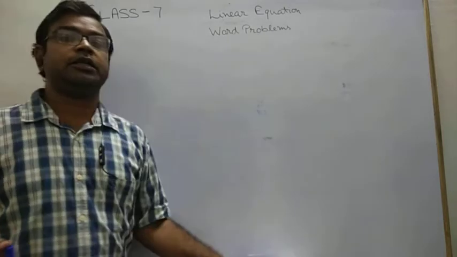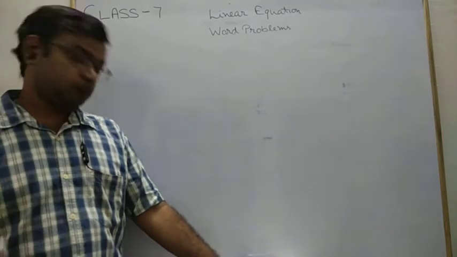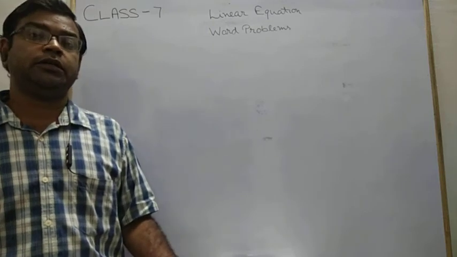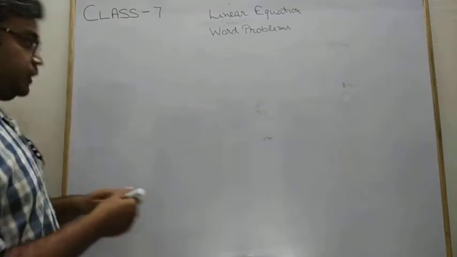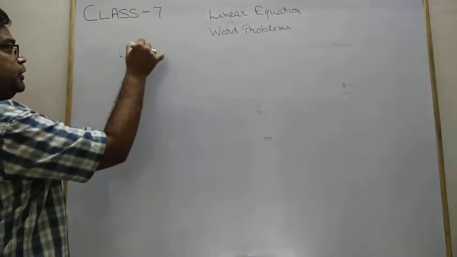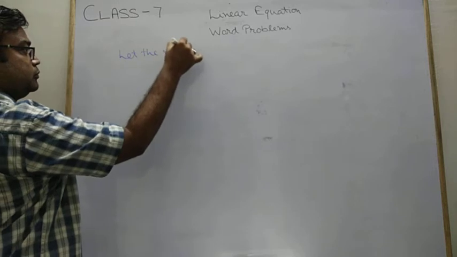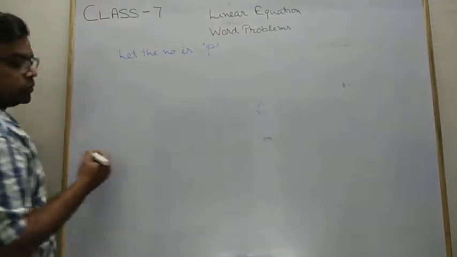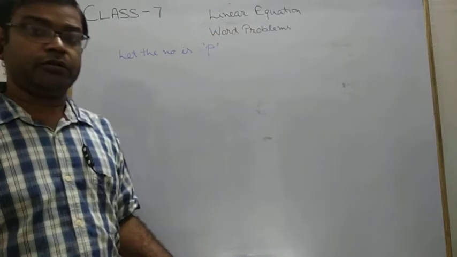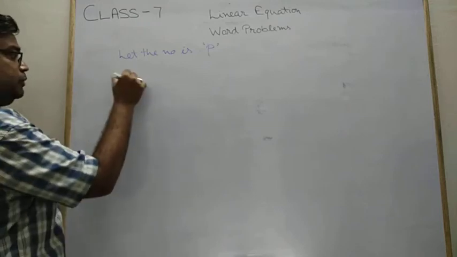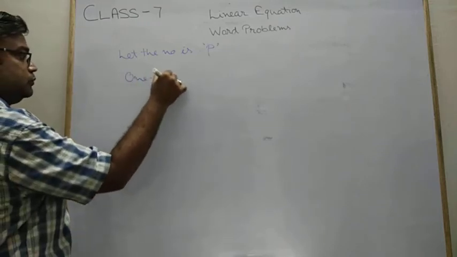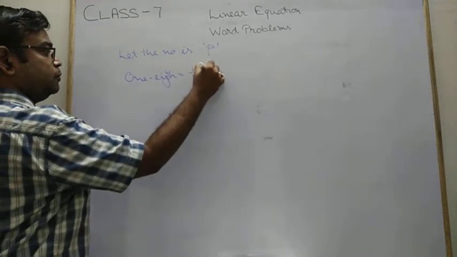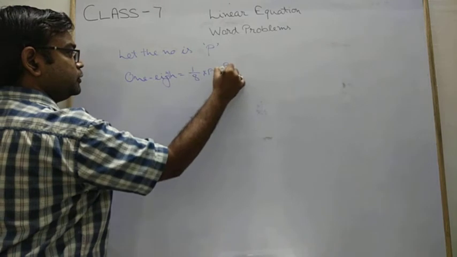In one question, it is given that the sum of 1/8, 1/12 and 1/20th part of a number is 31. Find the number. So here we can first assume, let the number be p. The question says that 1/8 of the number, 1/8 means 1 upon 8 into p, that is p upon 8.